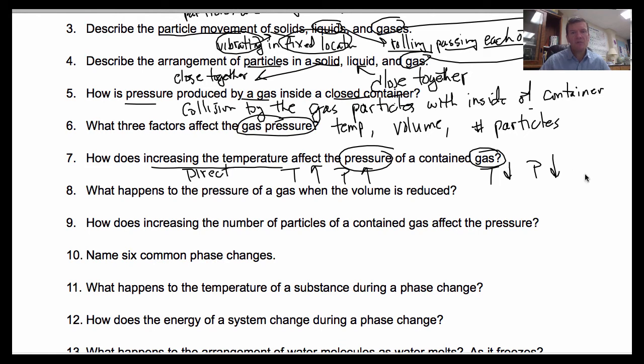This is a direct relationship. Remember, a direct relationship has a trend line that is moving upwards like that. The graph looks like that. How about pressure and volume? Well, this time, remember our container?